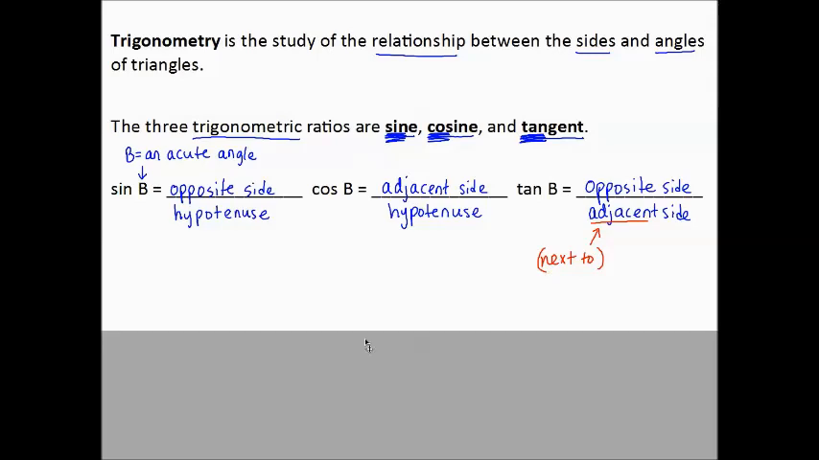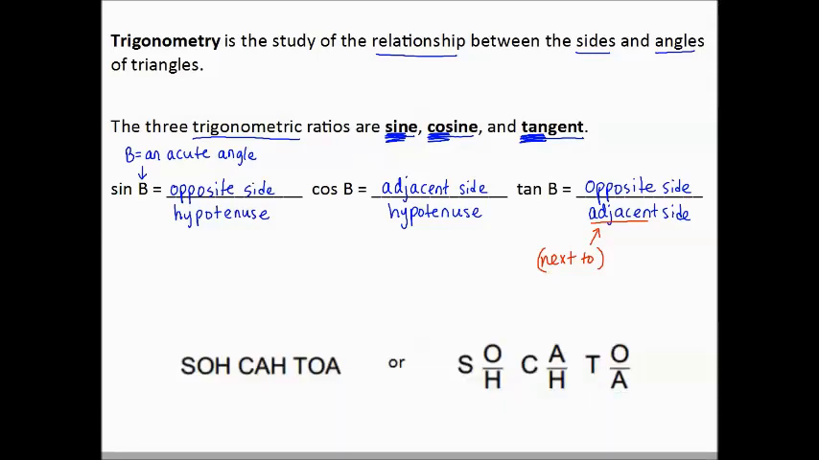A helpful memory trick is a fun phrase, SOHCAHTOA. Say it with me, SOHCAHTOA. Another way to write it, which is a more helpful way, is SOH CAH TOA, because sine is this ratio, cosine is this ratio, tangent is this ratio: opposite over hypotenuse, adjacent over hypotenuse, and opposite over adjacent. Anytime we use a trig ratio, we want to remember SOHCAHTOA.